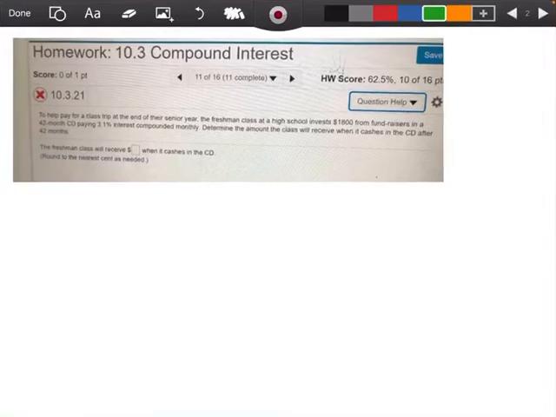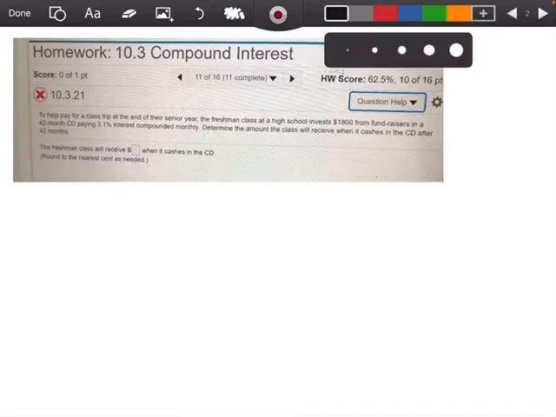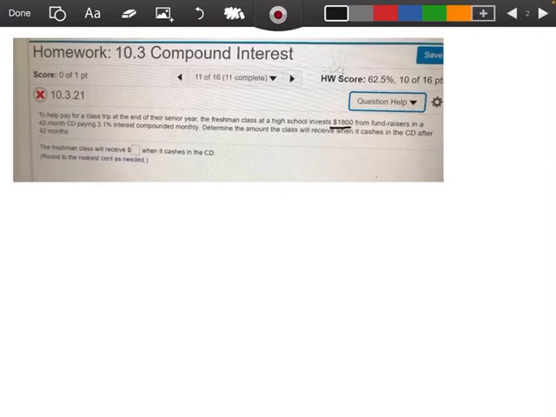All right. So, guys, this is number 11 out of 10.3. And it's asking us, it says, to help pay for a class trip at the end of their senior year, the freshman class at the high school invests $1,800 from fundraisers in a 42-month CD paying 3.1% interest compounded monthly. Let's see. Determine the amount the class will receive when it cashes their CD after 42 months.